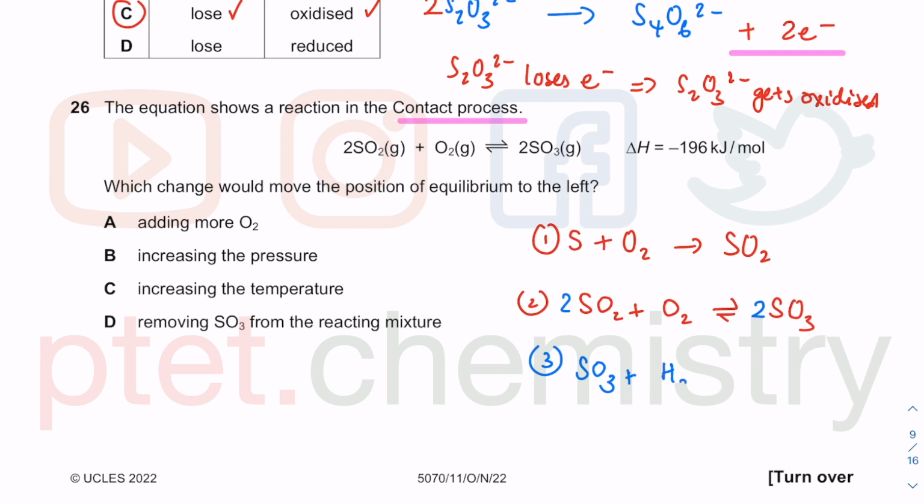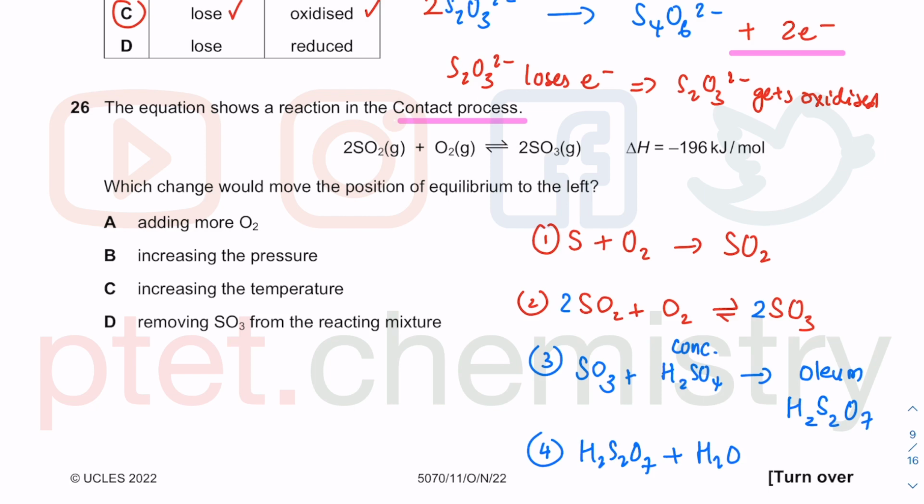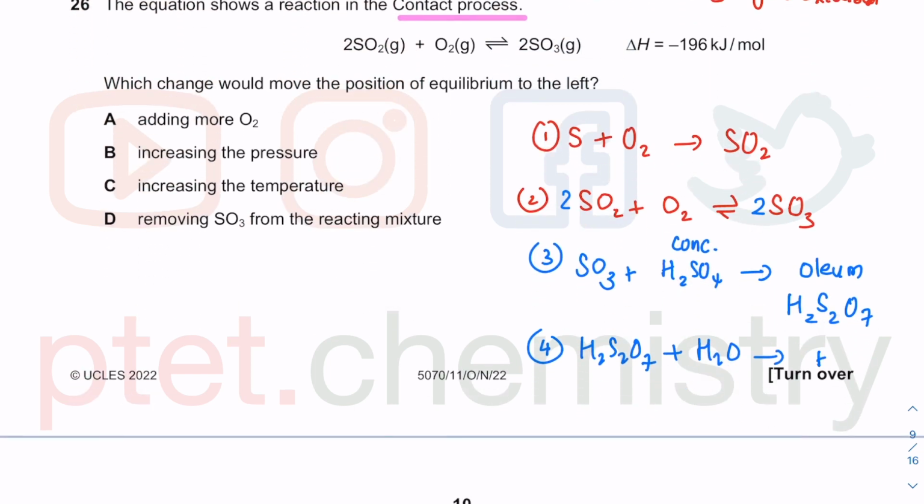The third step in industry involves you not adding water straight away. Instead, you are going to get oleum by dissolving SO3 in concentrated sulfuric acid. Add up all the atoms, you get H2 and then 2 sulfur, 1 plus 1, 4 plus 3 is 7, so there's oleum there. And what you do with oleum is you just add water to the oleum, but not directly to the SO3, and you get H2SO4, 2 of it to balance the equation.